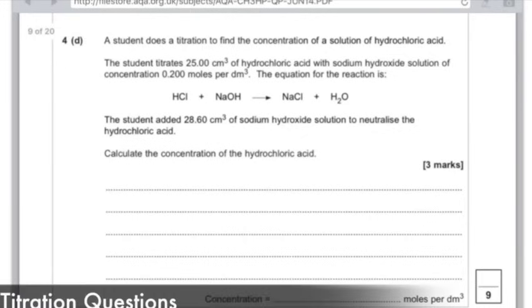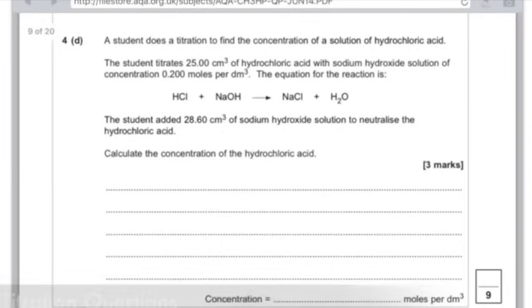A student does a titration to find the concentration of a solution of hydrochloric acid. The student titrates 25 centimeters cubed of hydrochloric acid with sodium hydroxide solution of 0.2 moles. The equation for the reaction is given. The student added 28.6 centimeters cubed of sodium hydroxide to neutralize the acid. Calculate the concentration of hydrochloric acid.